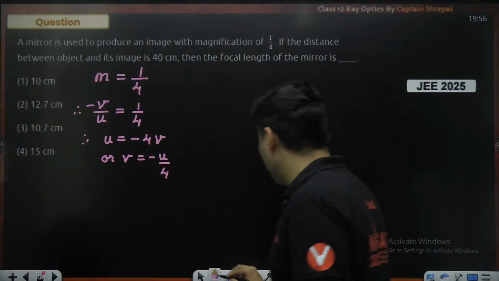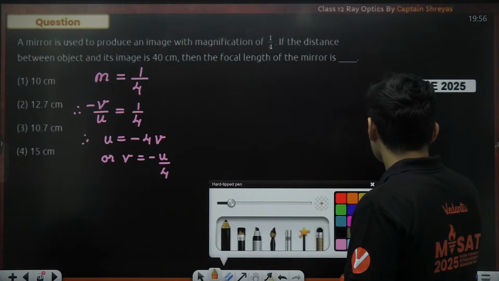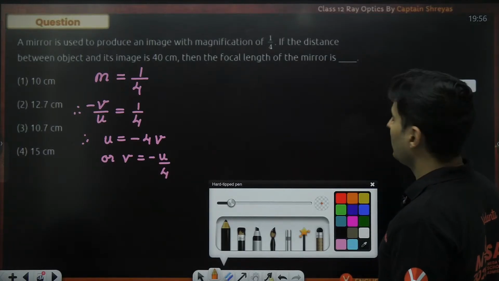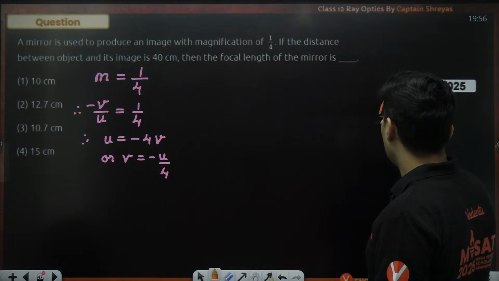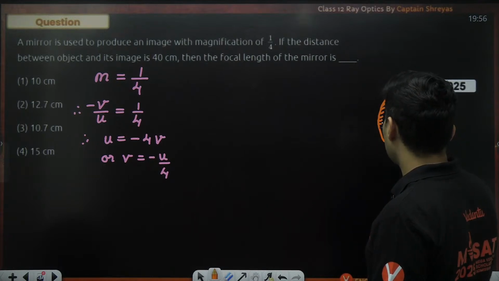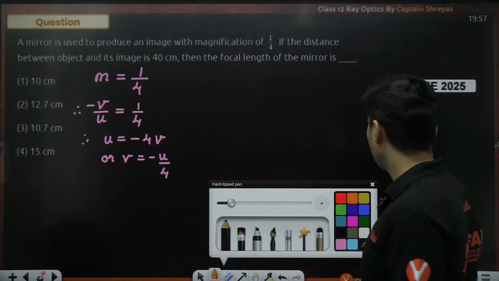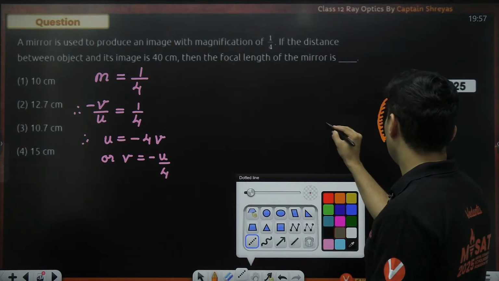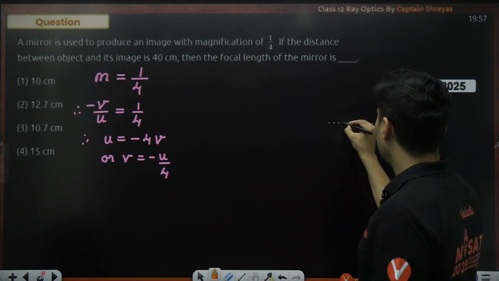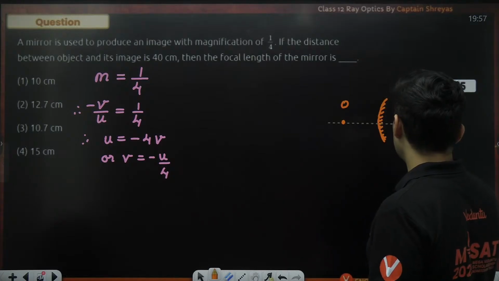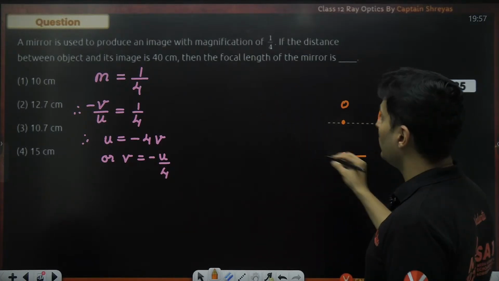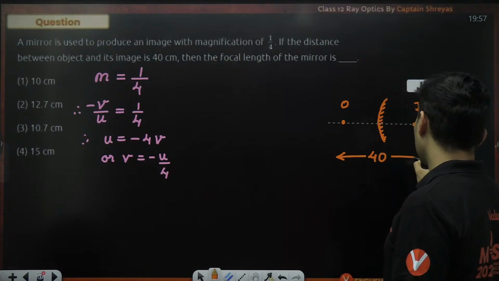Now, mirror used to produce the image, the focal length of the mirror. I can see all the focal lengths being positive, so I'm assuming it is a convex mirror. Doesn't matter if I take it otherwise also. This is our principal axis. Let's say this is the object, let's say this is the image. Now this distance is given to be 40 centimeters.